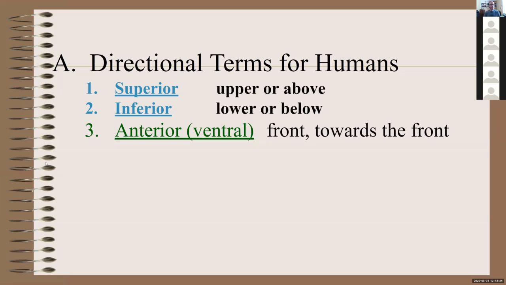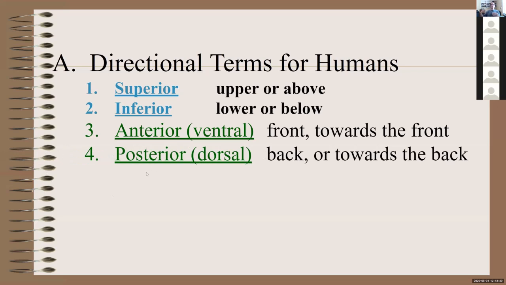Those of you who fish or have fished before may have heard the term dorsal fin or ventral fin. Ventral means it's toward the front of the fish, and they have a fin, and they'll call that the ventral fin. If it's on the back, it could be known as the dorsal fin, because something that is towards the back or on the back is known as posterior, sometimes also referred to as dorsal.